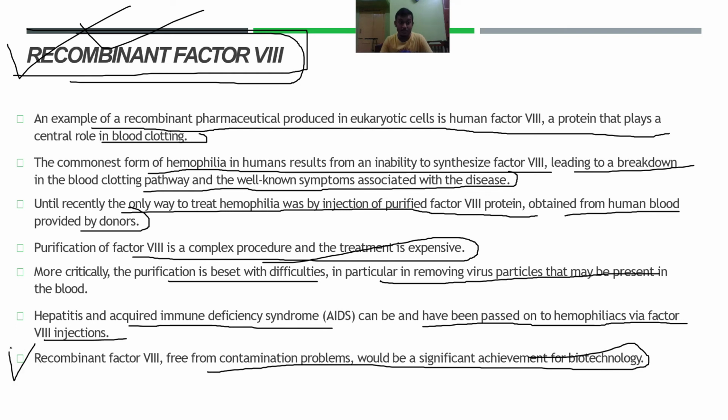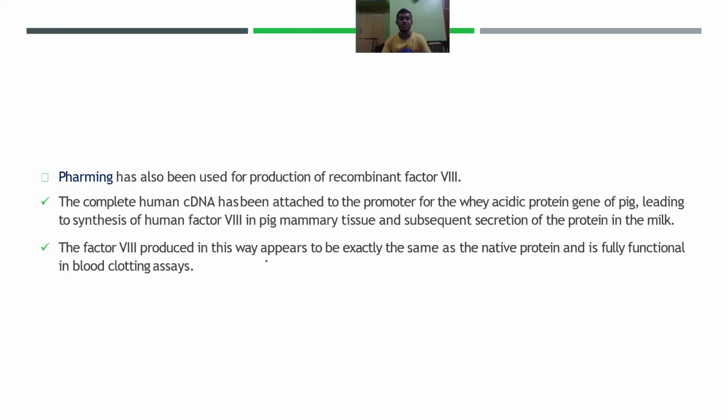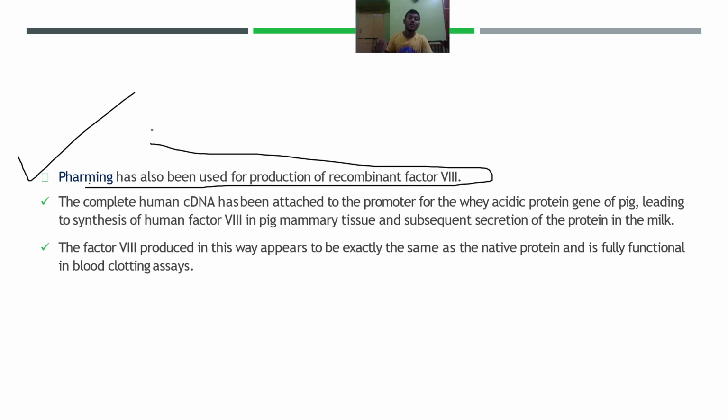So this is the goal that we need to achieve: the removal of contaminants in the production of factor 8. Talking about another process, farming has been used for production of recombinant factor 8. So how can we produce recombinant factor 8? Until now we talked about factor 8. Now we'll talk about production of recombinant factor 8, which is achieved by the process of farming.